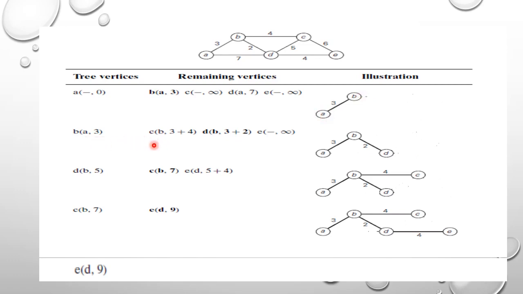Then what are the remaining vertices? C, D and E. C's near vertex among A and B: remember when I say near vertex, it has to be an adjacent vertex with minimum distance. So C's near vertex is only B. So directly you can get this distance. B's minimum distance is 3 plus the CB distance, whatever you have got here. So 3 plus 4.